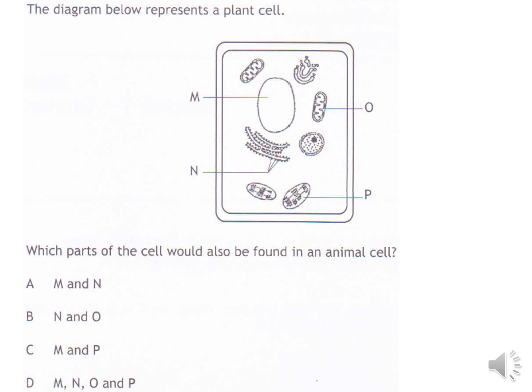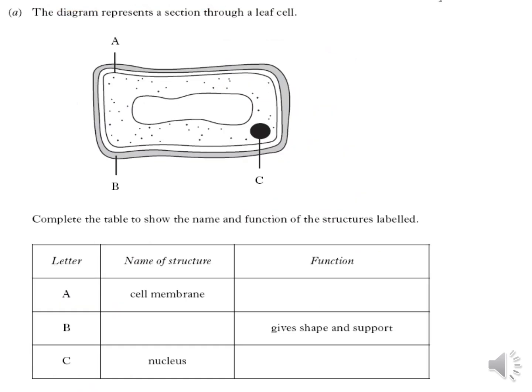Which parts of the cell would be found in an animal cell? So what we're looking at here is a plant cell. So what we should have is N and O. Now what is N? Spherical structures in the cytoplasm. Ribosomes. Remember what the ribosomes did? The site of protein synthesis. And what was O? Look at the teeth. Energy production, which is a mitochondria.